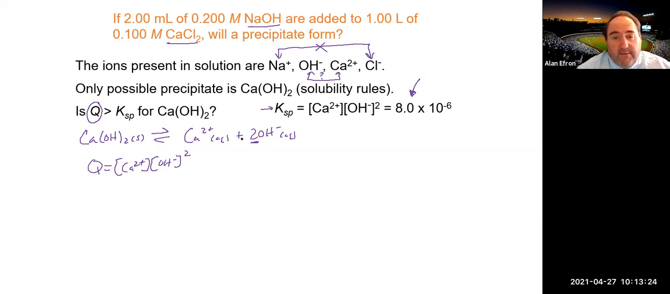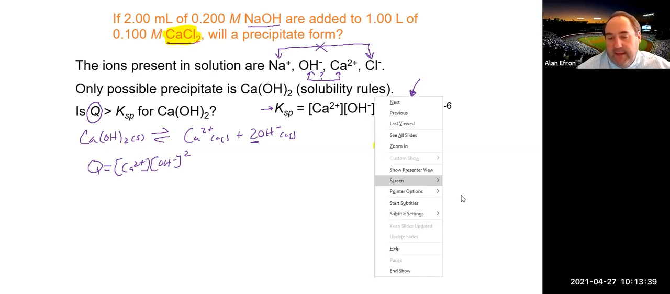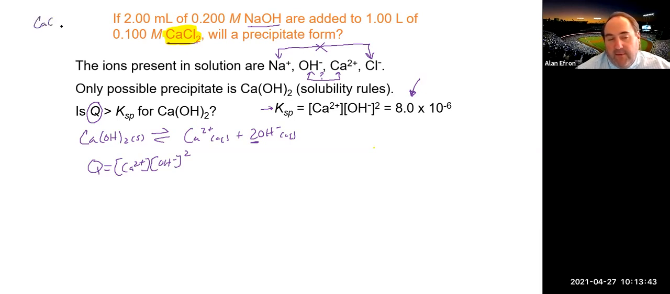So let us start with the calcium here. In this case, if we're dumping these two solutions in, the only one that has calcium is this one right here, right? So we need to figure out what is the concentration of calcium. And when we have something like calcium chloride, when it breaks apart, you get a calcium plus 2 chlorides.